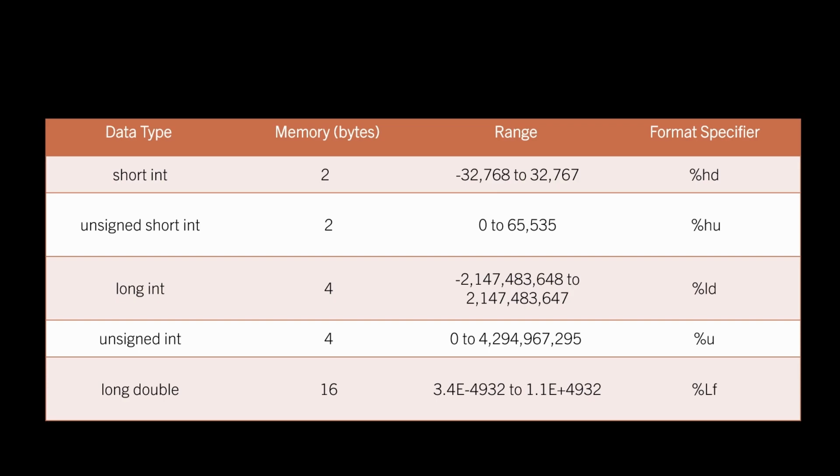Next we have long double. Long double is an extension of double. So it can store a lot more data. Long double consumes 16 bytes of memory and its format specifier is %Lf.